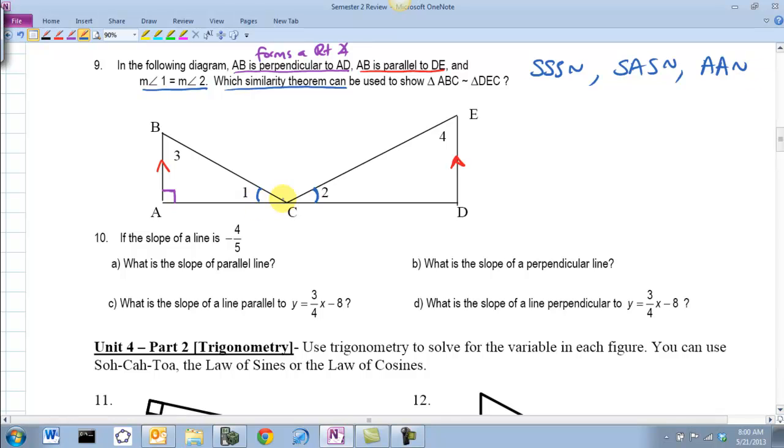Well, I do have one pair of angles that are congruent, but I don't have another one yet. Here's kind of another clue. I don't have any information about the sides at all. So I'm starting to feel like there's not enough information to show either one of these two as a possibility.